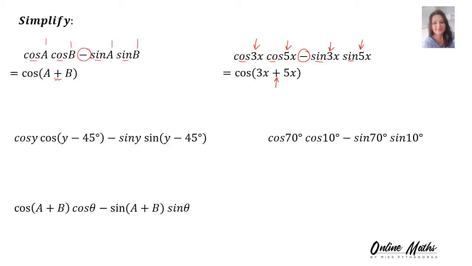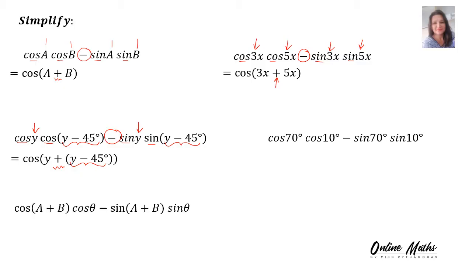The next one, let's spot the pattern. Cos, cos, sin, sin. And then the angle: y minus 45 degrees, y minus 45 degrees. So the pattern is there. Therefore, the compound angle is cos, and then your angles are y, and then the other angle was y minus 45 degrees. And remember, when this is a minus inside your compound angle, that's a plus.